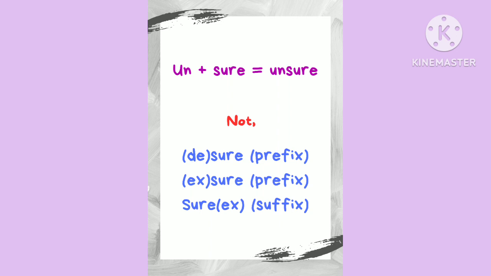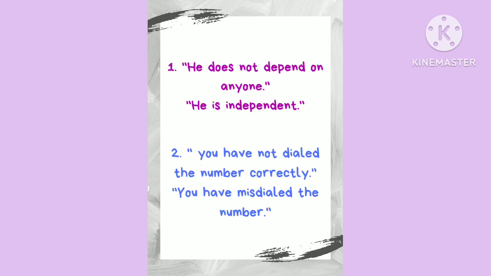See, not all words need affixes, and the word that needs affixes should be carefully chosen. Like when a prefix added to sure gives a meaningful word unsure, but it cannot make words like dsure, xsure, or surex. Also, for example, if the sentence is he doesn't depend on anyone, so we can simply write he is independent because opposite of dependent or not dependent is independent.